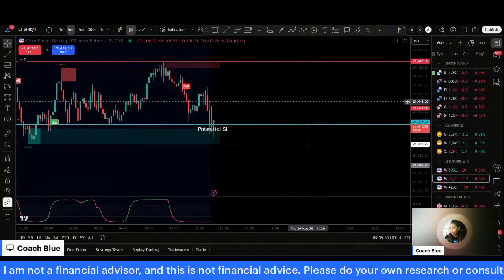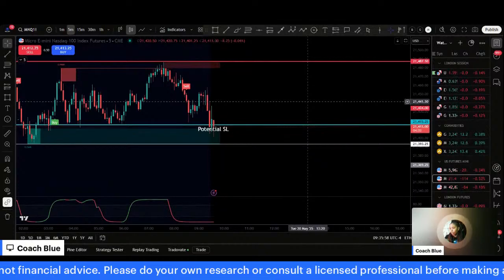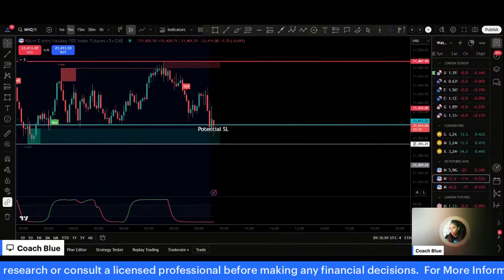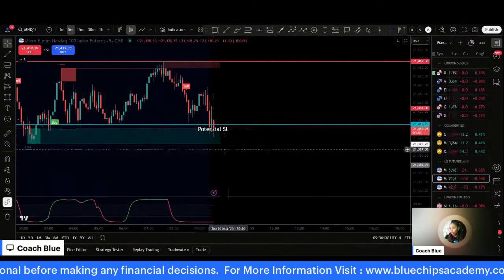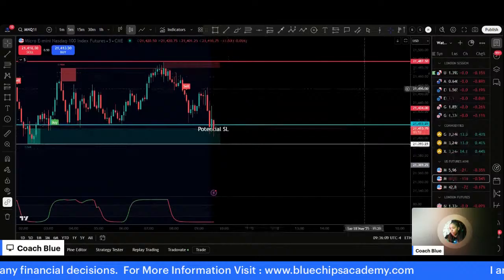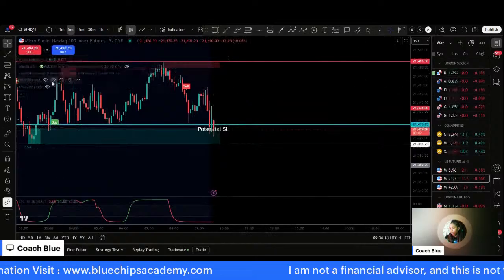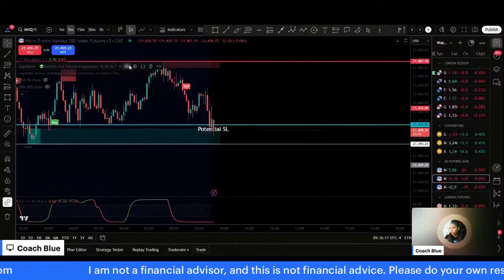So it's going to be really interesting how price reacts at this 21,393 level right here. Are the sellers going to have enough strength to push price, or are the buyers going to be able to move to the upside? Let's look at our volume order flow to see how much money is moving in the market right now.